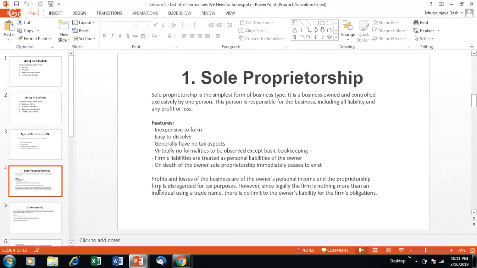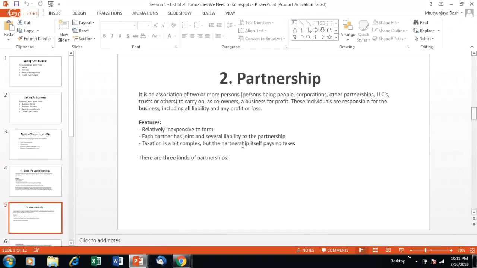Your assets will be at stake, and people can take your individual assets. It can be your house or it can be anything, right? You are not different from your business, so you are the same. That's why your asset is a business asset itself. Understood. And the next type is partnership.